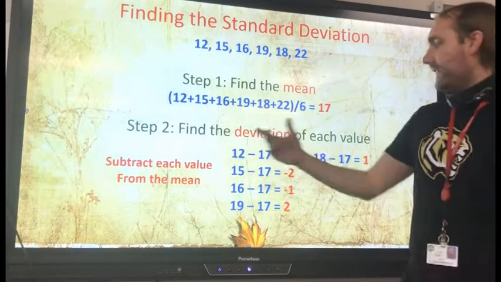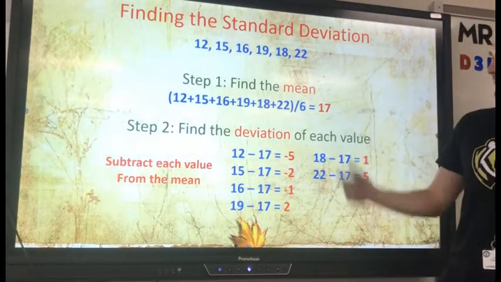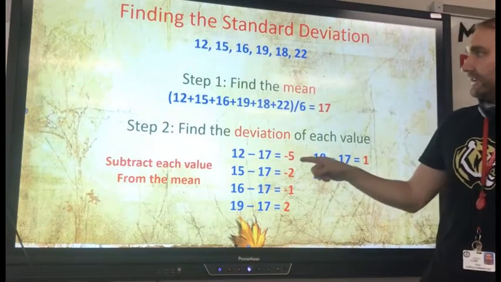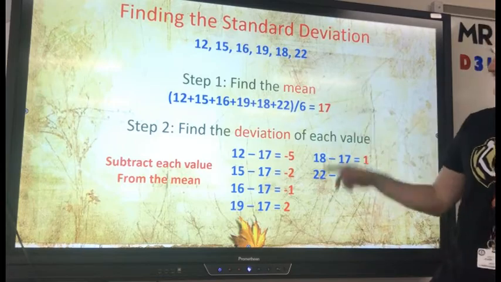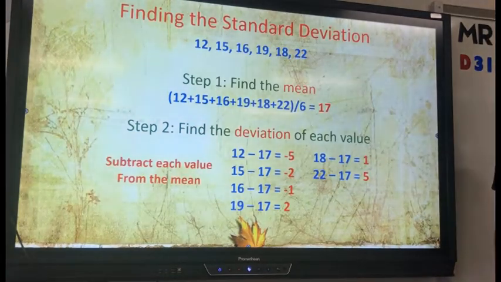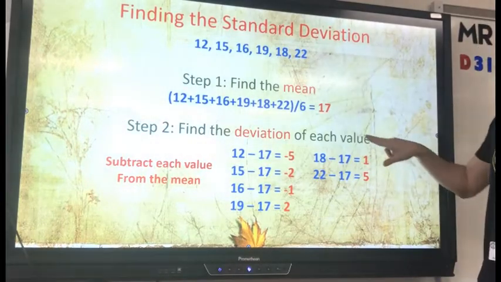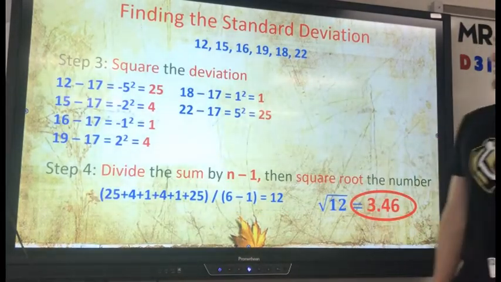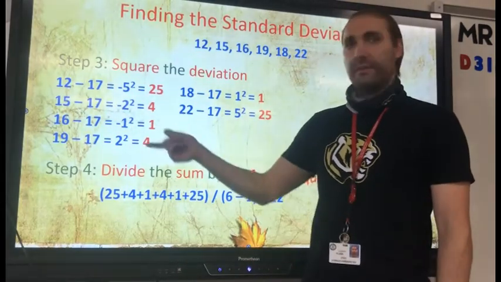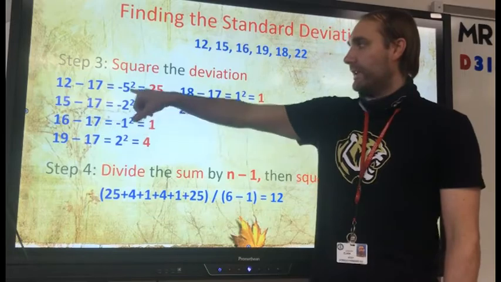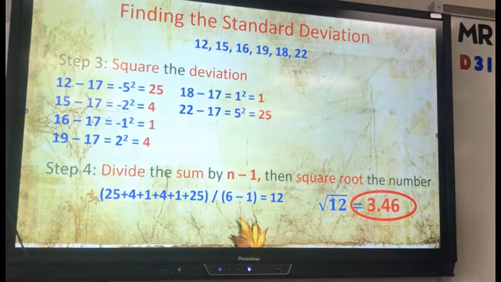Then we need to find the deviation of each value, meaning I need to take each of these numbers and subtract them from my mean. So 12 minus 17, negative 5, 15 minus 17, negative 2, 16 minus 17, negative 1, and so forth. So you're finding the deviation from the mean, given each data point. Next, once you have that, note that some of our deviations are negatives. We want to square the data because that turns it positive. So my negative 5 squared is 25, 4, 1, 4, etc.